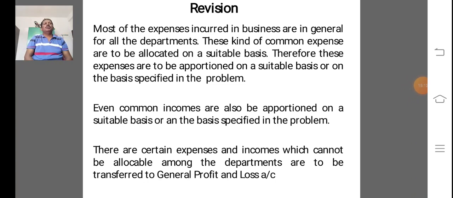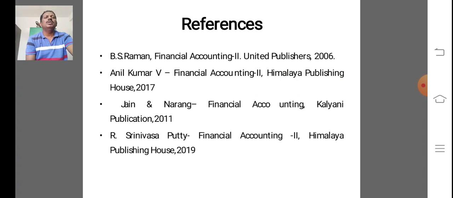And the revision. Most of the expenses incurred in a business are general for all the departments. These kinds of common expenses are to be allocated on a suitable basis. Therefore, these expenses are to be apportioned on a suitable basis or the basis specified in the problem. Even some common incomes are also to be apportioned on a suitable basis or on the basis specified in the problem. There are certain expenses and incomes which cannot be allocated among the departments, and are to be transferred to general P&L account. So these are the references. Thank you very much.